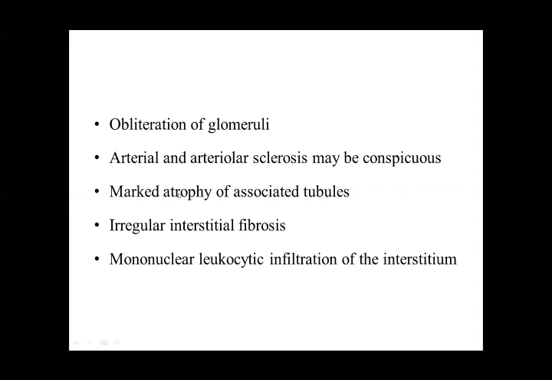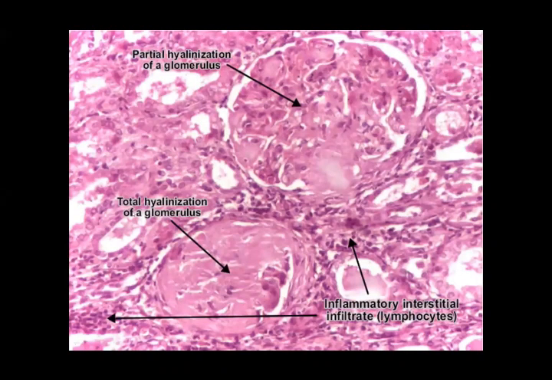So we comment on each structure of the kidney separately. Glomeruli, obliteration. Arteries and arterioles, sclerosis. And tubules, atrophy. In the interstitium, there is a lot of fibrosis, and leukocytes come into the interstitium. So what happens to the interstitium? Inflammatory cells, mononuclear leukocyte infiltration. So this is how your five points can be remembered.